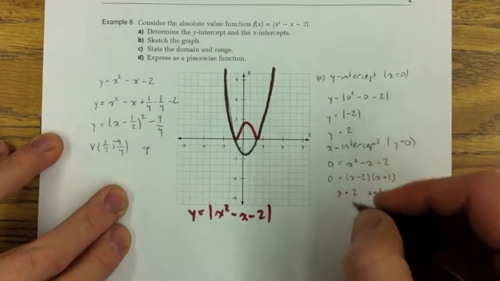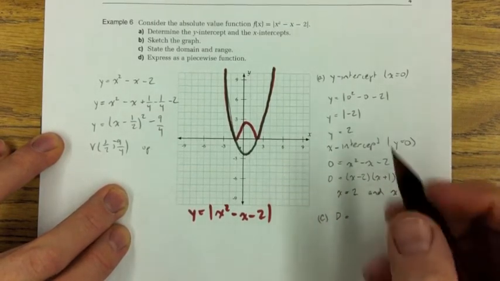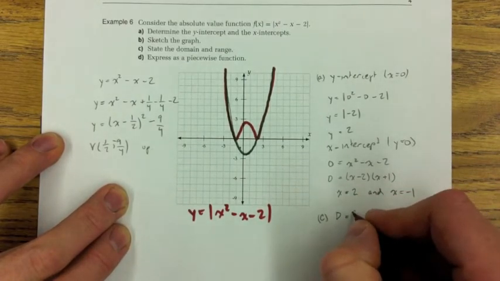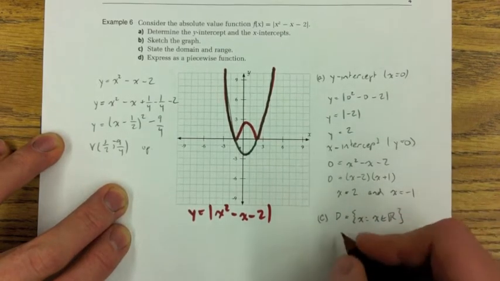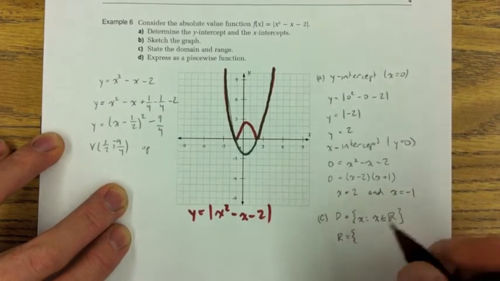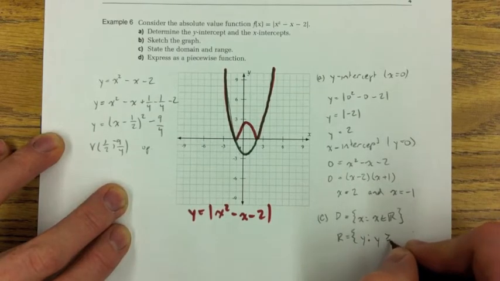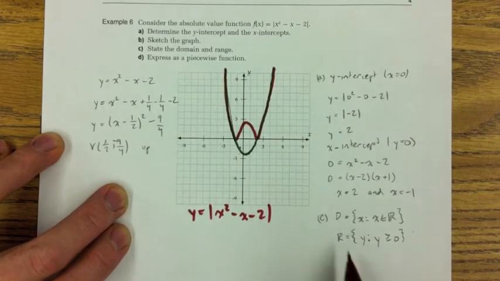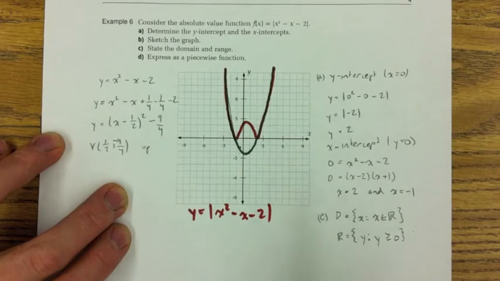All right, they would like us to state the domain and range. The domain is going to be the same as the associated function, and because we're just dealing with a quadratic function, its domain is all real numbers. All right, the range, in this case, it's y such that y is greater than or equal to 0. This is commonly going to be the range for an absolute value function, but it is not always the range. There will be times, especially when you're sketching the absolute value of a parabola, that this could change.